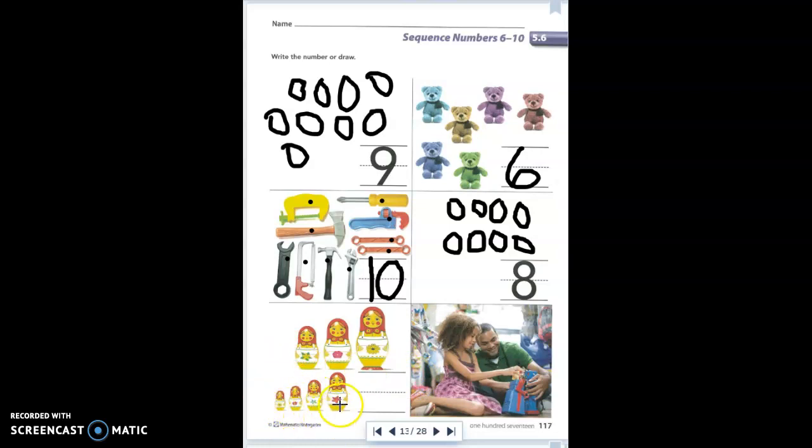Finally, I have nesting dolls, so let's count the nesting dolls. 1, 2, 3, 4, 5, 6, 7. There are 7 nesting dolls, and in this picture I have 2 people.